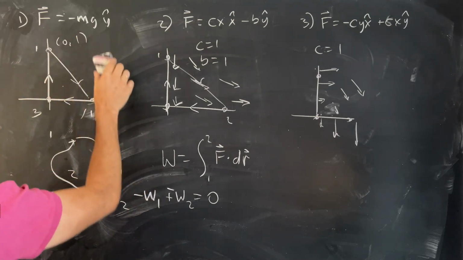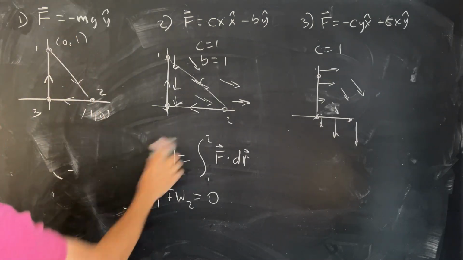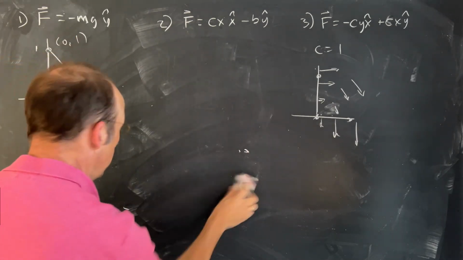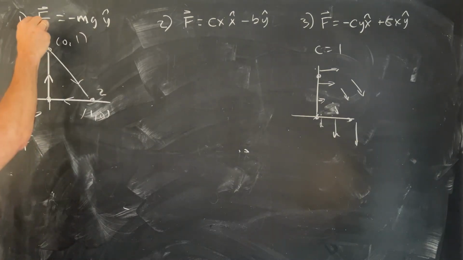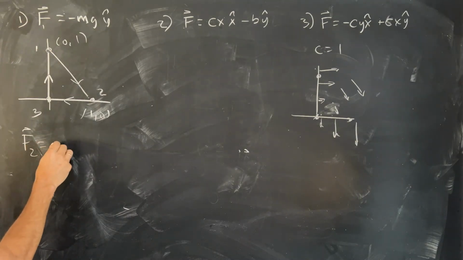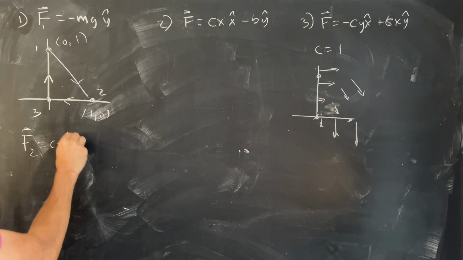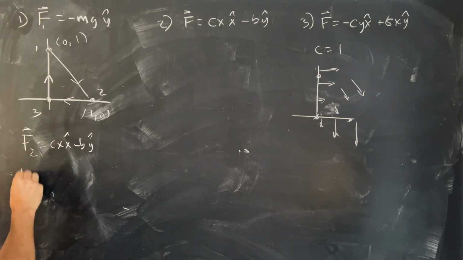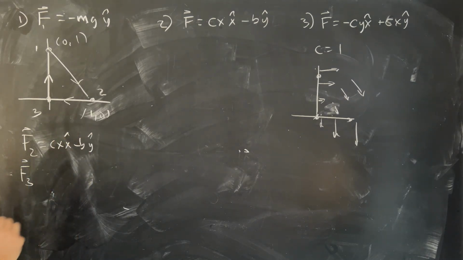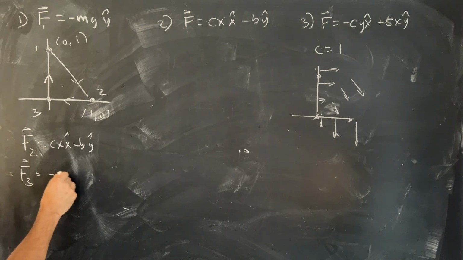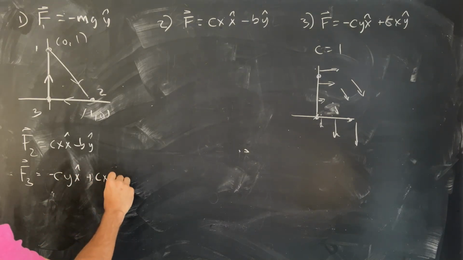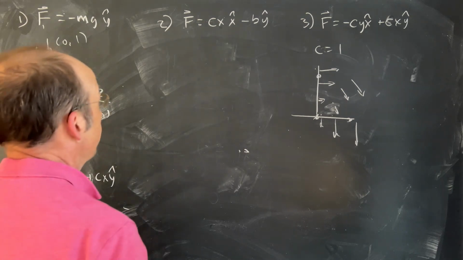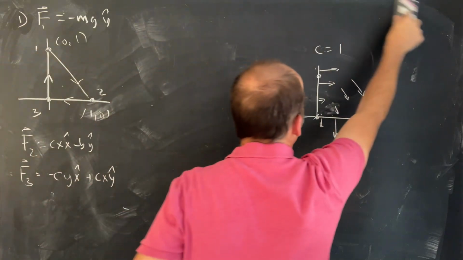Let's do this one. I'm going to erase everything. I want to keep those forces because I'll forget. Let's call this F1. F2 is C x hat minus B y hat. F3 is negative C y x hat plus C x y hat. So those are my forces. Okay, let's do this first one.